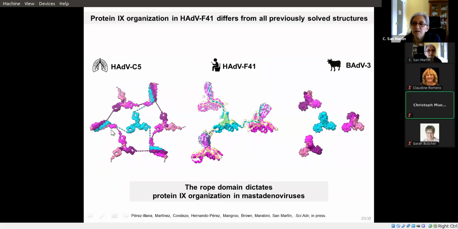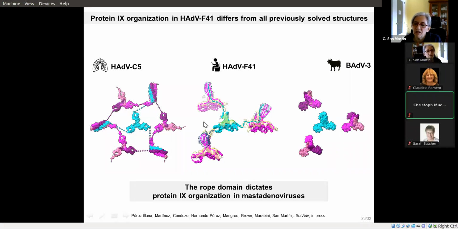So it seems that protein 9 in the enteric adenoviruses has an organization different from all those previously observed in either human or non-human adenoviruses. And this also is telling us that the rope domain, which is slightly shorter here and much shorter here, and also has differences in sequence, is highly variable.